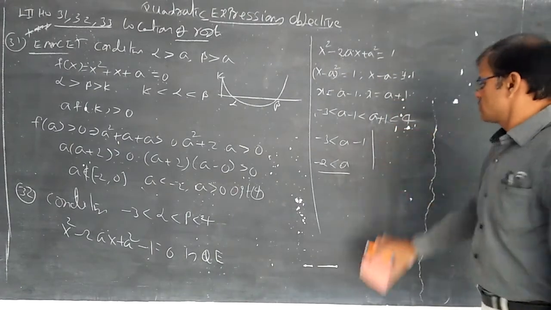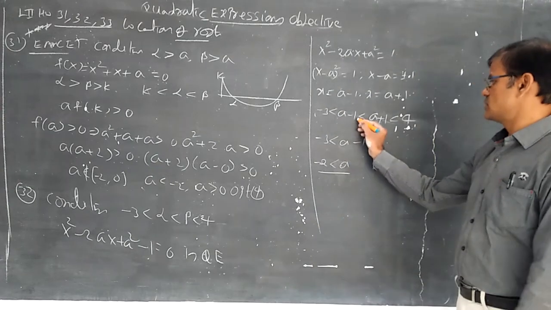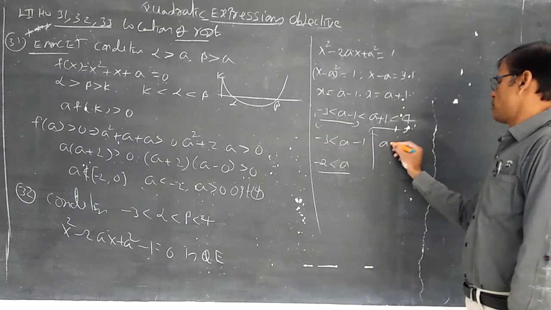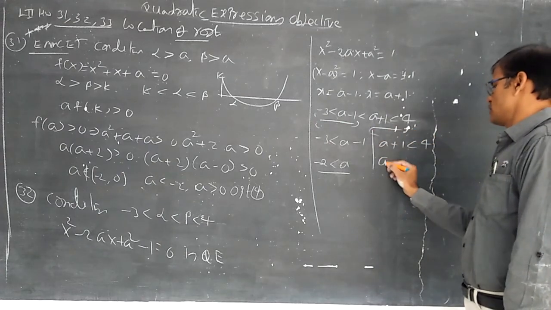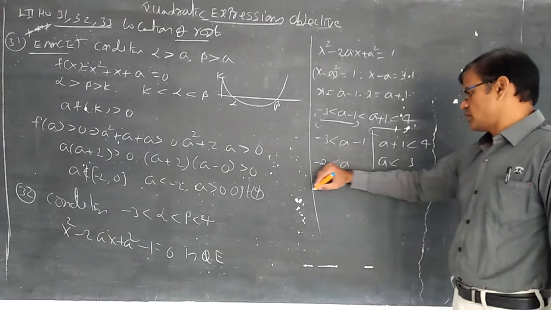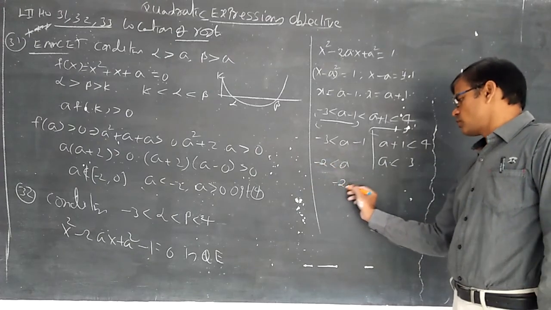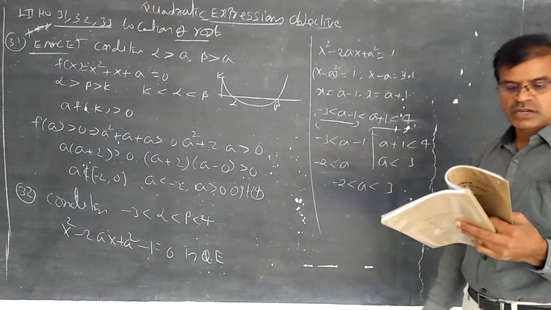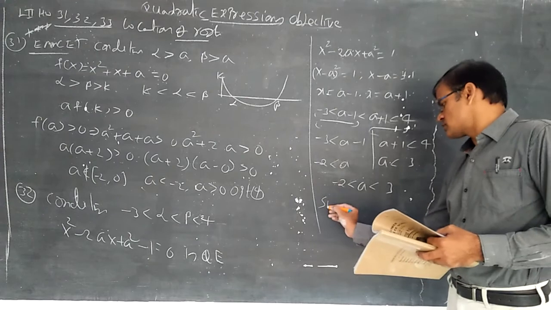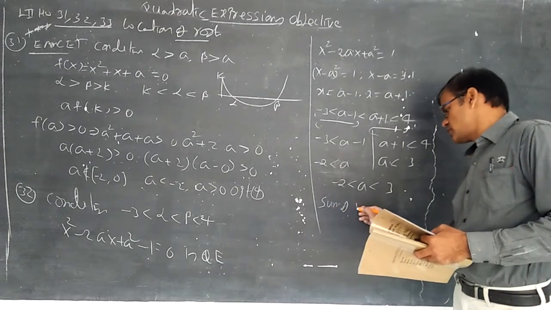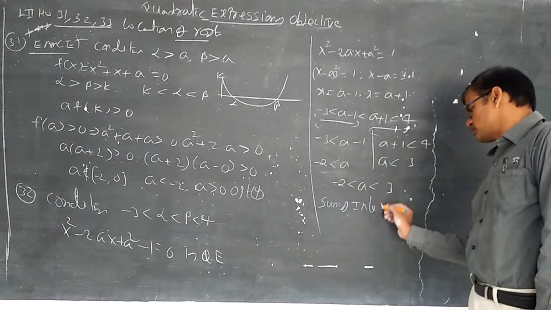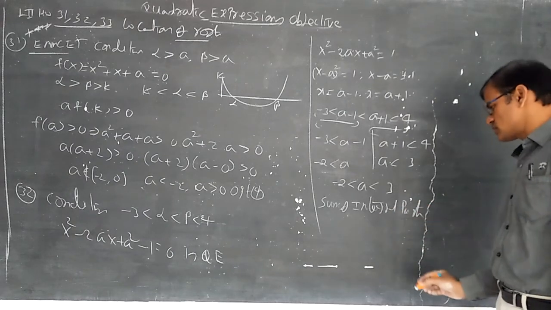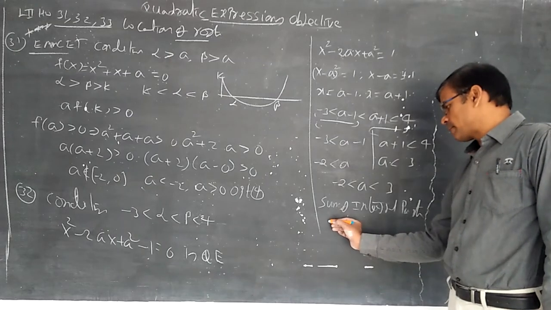Now we can write minus 3, this is a concept, and this is another concept. A plus 1 less than 4, I am writing. So this is a less than 3. Now therefore we can conclude that minus 2 less than a less than 3. He is asking for the sum of integral parts. Sum of integral parts means step values.